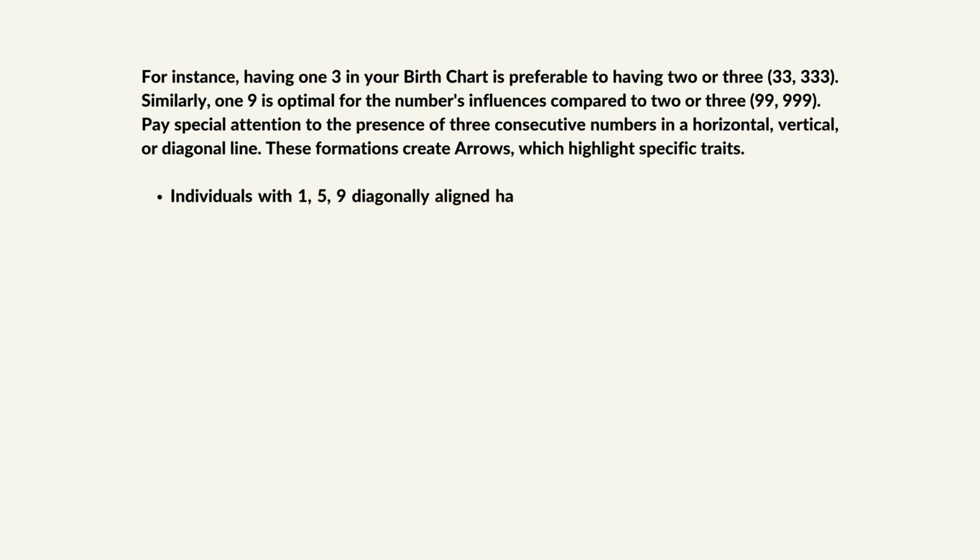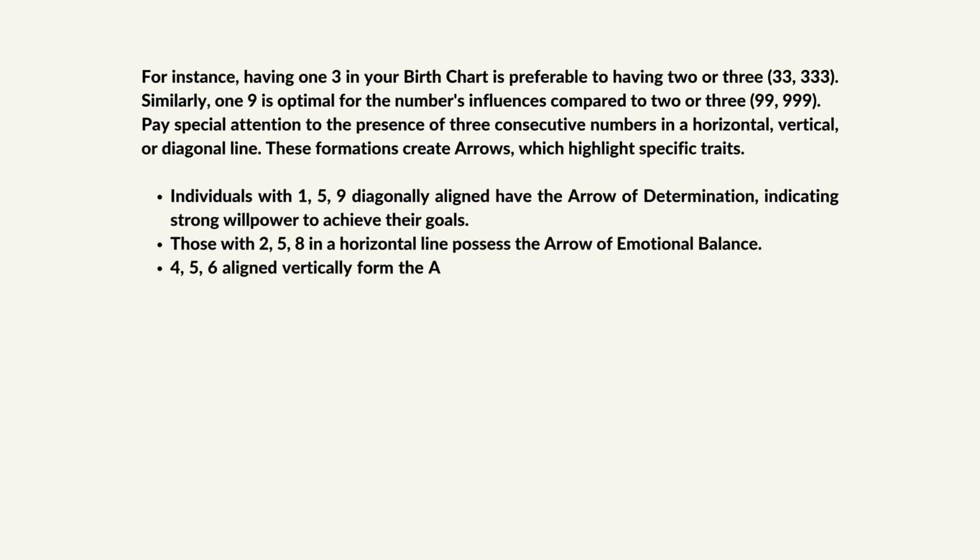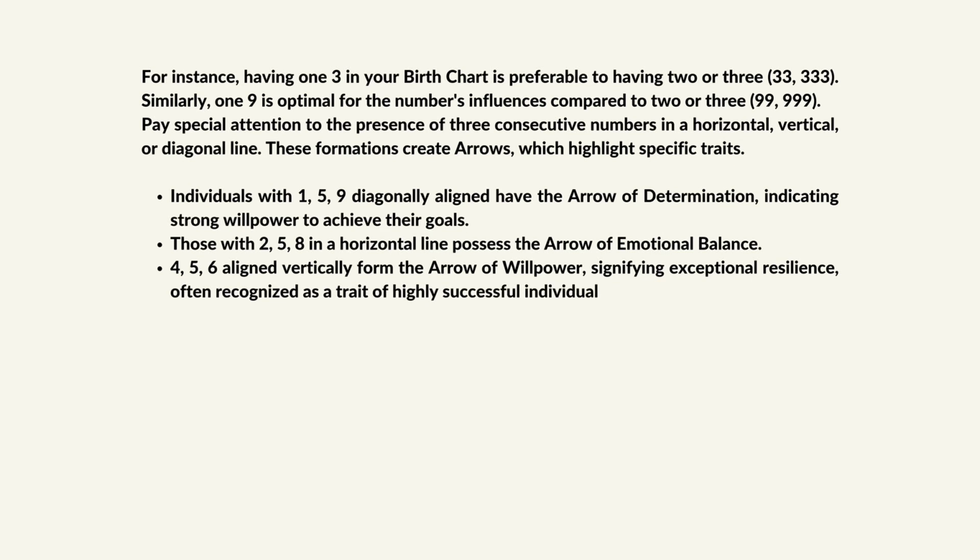Individuals with 1, 5, 9 diagonally aligned have the arrow of determination, indicating strong willpower to achieve their goals. Those with 2, 5, 8 in a horizontal line possess the arrow of emotional balance. 4, 5, 6 aligned vertically form the arrow of willpower, signifying exceptional resilience, often recognized as a trait of highly successful individuals.